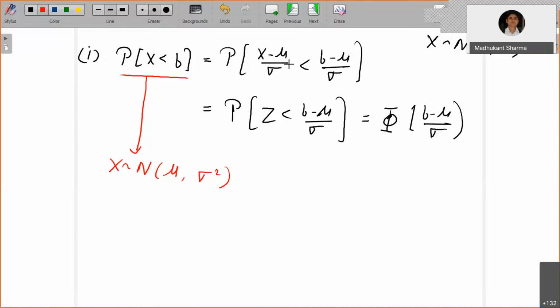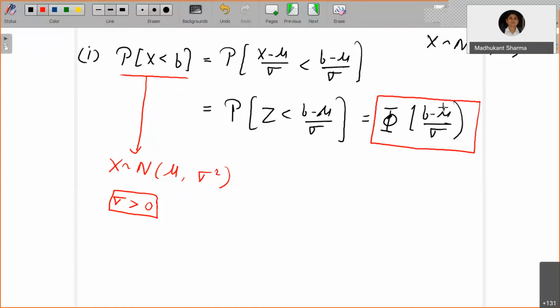I have already mentioned in the definition that sigma is greater than 0, so there is no confusion about what happens when sigma equals 0 and so on. If sigma were negative, the inequality would change, but sigma is always a number greater than 0. Once you apply this transformation, you can write the given probability in terms of the standard normal distribution function, and then use the table values for evaluating this distribution function.